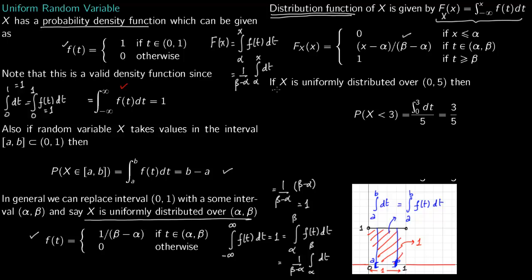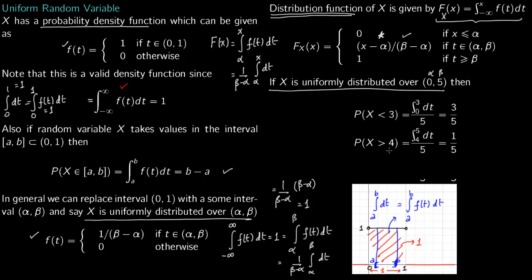So let us do an example. Say x is uniformly distributed over the interval 0 to 5, then the probability that x is less than 3 will be integral from 0 to 3 dt divided by 5. 5 is the length of the interval, so beta minus alpha, where alpha is 0 and beta is 5, is 5. In the numerator you can say x minus alpha, so we can use this formula directly. x minus alpha would be 3 minus 0, which just gives you 3. So you get 3 by 5.